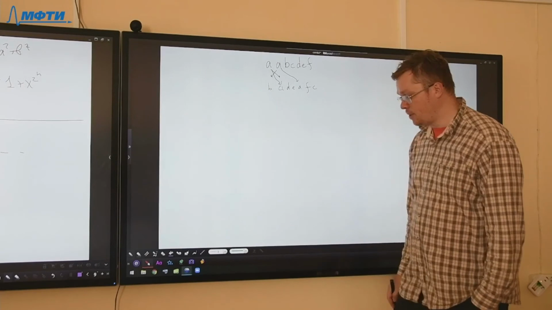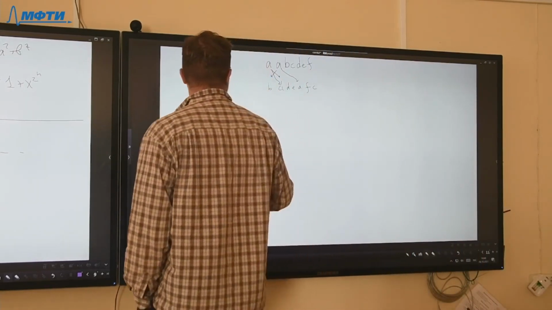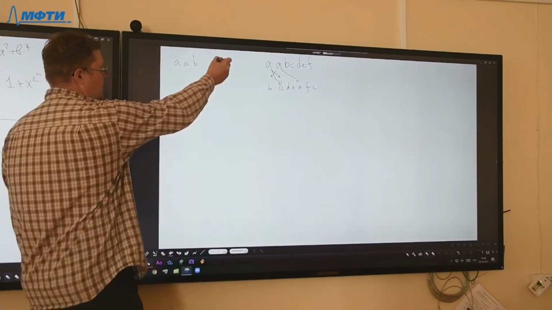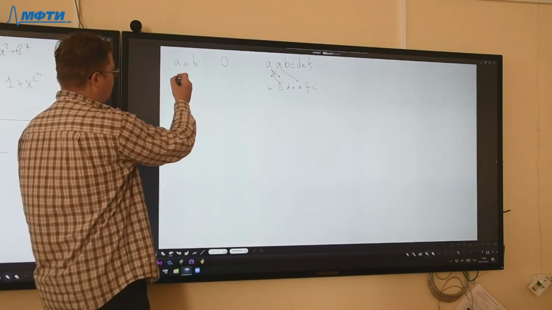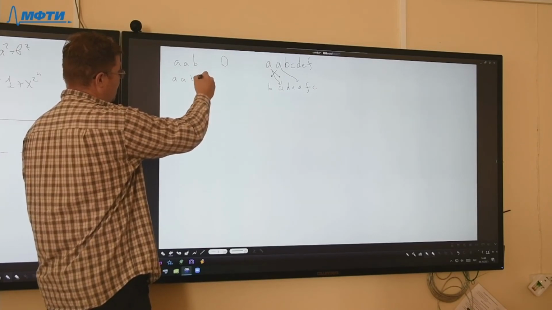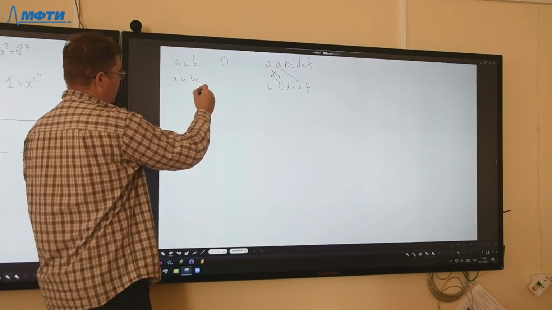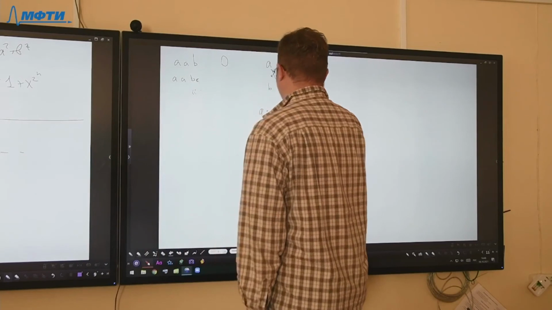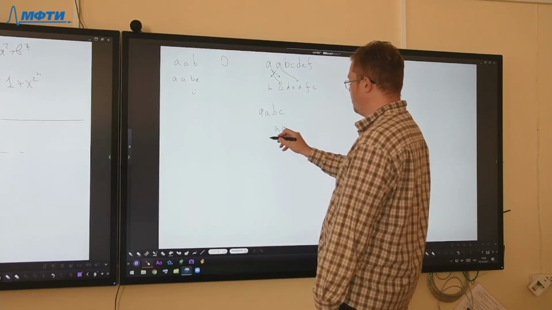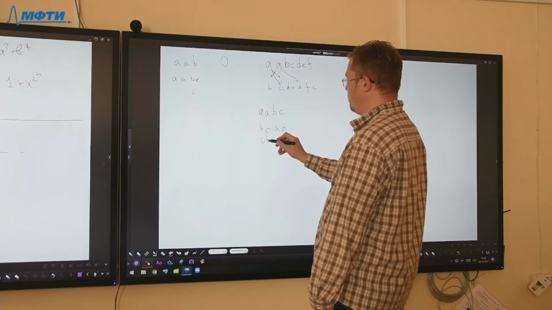For example, for A and B, the number of derangements is 0. And if you take AA and BC, then you need to take AA. So if you take ABC, you must take AA here, and there will be only 2 such derangements.